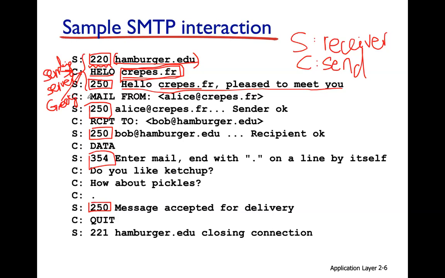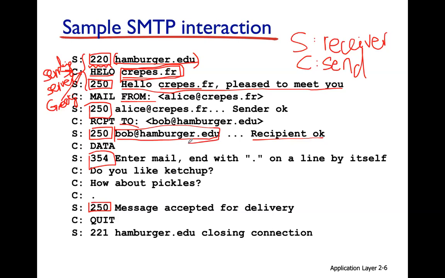Then the client will say, okay, I have a mail from Alice. So, okay, Alice, you can send, sender is okay. And this is the sender, and the to is the receiver. So Bob Hamburg at hamburger.edu. Then the receiver will say the recipient is okay. So this guy definitely has the mailbox. 250 means okay, so everything is okay.